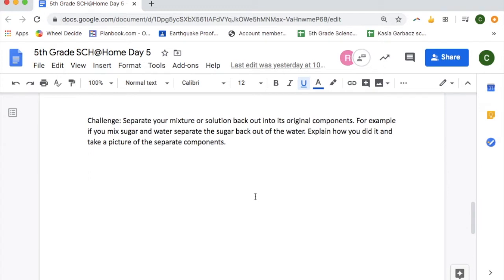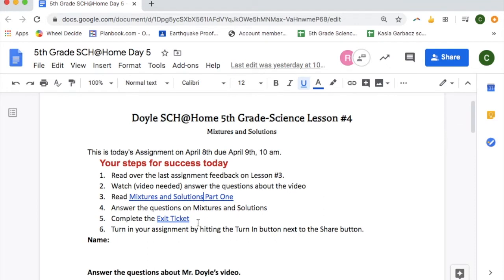And then you're going to separate your mixture as an extra challenge. You don't have to do this one, but extra credit if you do. Okay, separate your mixture or solutions back into its original components. So for example, I mixed sugar and water, and I had to get the sugar back out of the water. In order to do that, I boiled the water off, and then I was left with just sugar in my pan. Once you're done that, I'd like you all to complete an exit ticket.